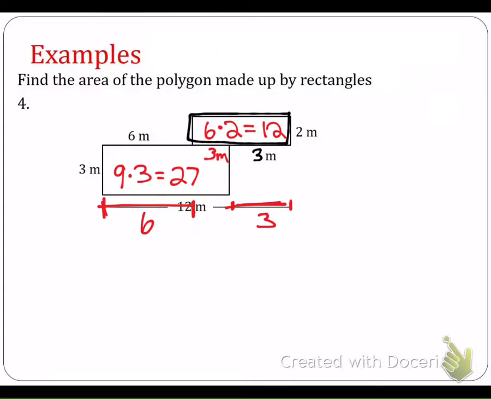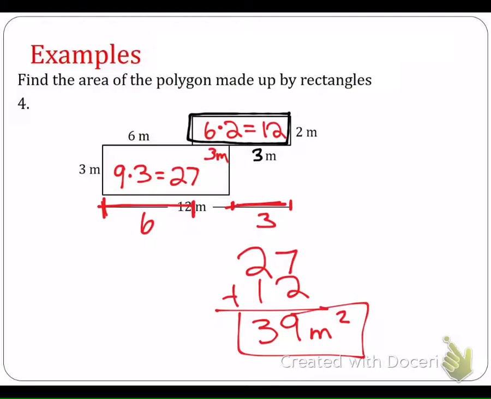All right, now what do I do with those two areas? And what do you get? 39 square meters.